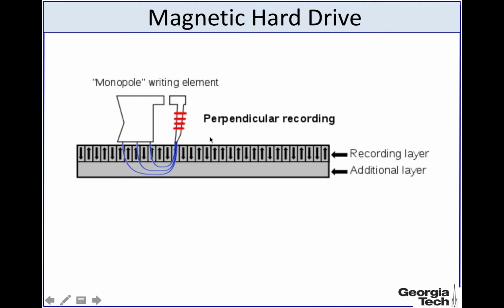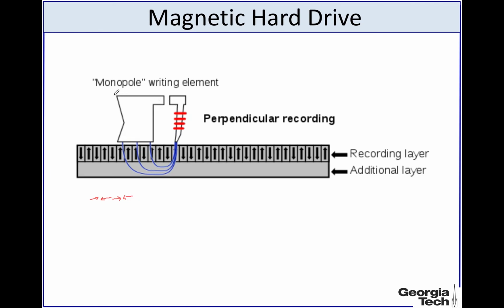Alright, so now let's see how the read and write happens in a magnetic hard drive. And for this particular example, what we have assumed is that the orientation of domains are perpendicular to the plane. Now there can also be the case where the domains, rather than being perpendicular, are in plane, meaning that they can be oriented like this. Okay, so now let's try to understand how the writing happens in a magnetic hard drive.